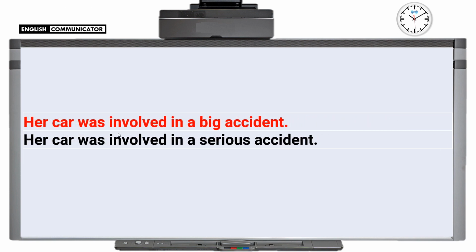Her car was involved in a big accident. Her car was involved in a serious accident. You can't say it's a big accident. It's a serious accident. And it is one of the biggest English language mistakes. A big accident happened. No, a serious accident happened. Or a serious accident occurred. So you can't use big accident, use a serious accident.